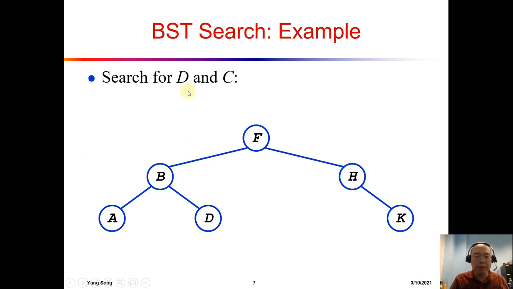We compare D with B, and D is greater than B. So if there is a D, it should be on the right side of B, so we go further down. Eventually you will either find the key you're looking for, or you reach the end, which is a nil, meaning there are no more nodes to go down, saying there's no such value.